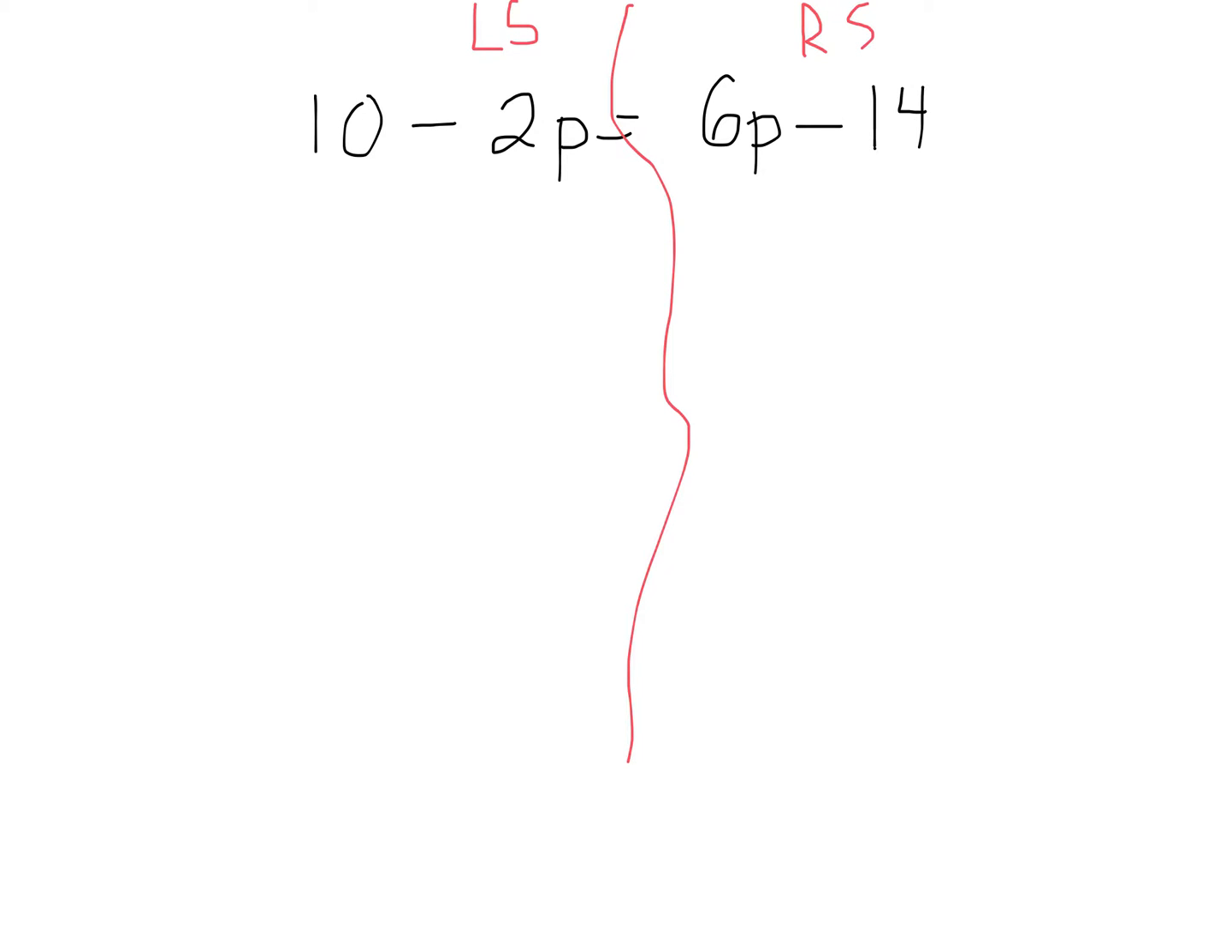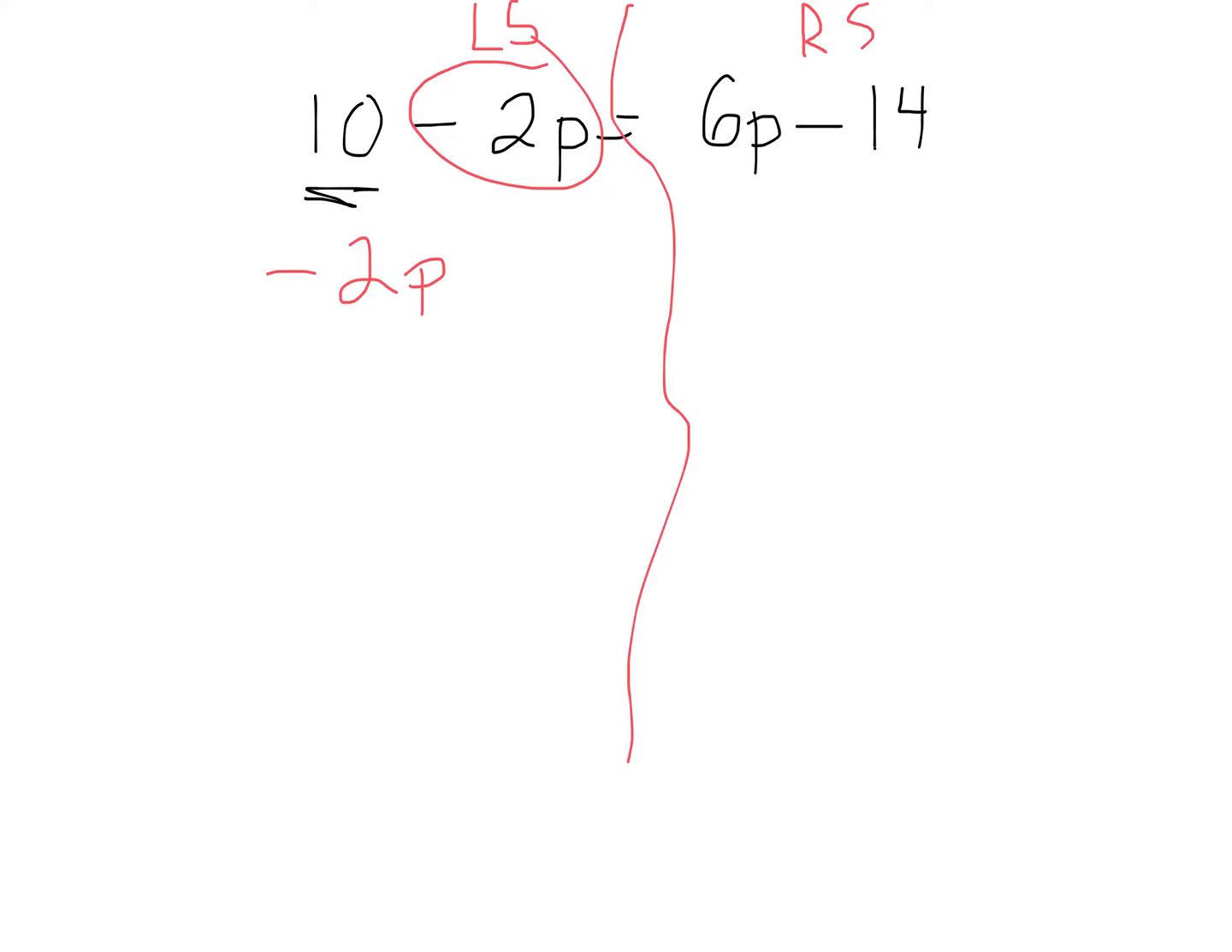On the left side, we have a constant term, which is 10. That's a number by itself. And you have a variable term. On the right side, you have a variable term and a constant term. You want to put all your variable terms together on one side. So let's leave the negative 2p on the left side. Okay, so it stays as negative 2p.